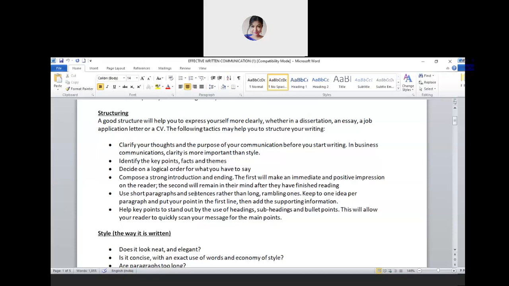In your body, you need to include the main points, and the paragraphs and the sentences should not be too long. And the last thing is to highlight the key points. How can you highlight the key points? You can write headings, you can write subheadings, and you can even use bullet points to highlight your main points, so that the reader can quickly understand your message, your main points.